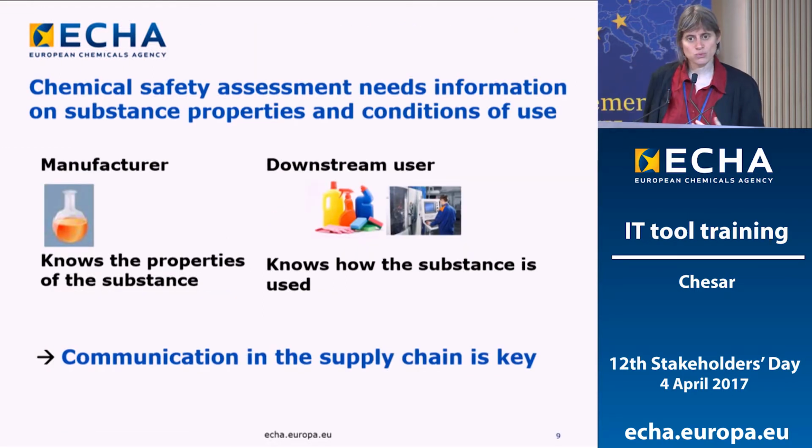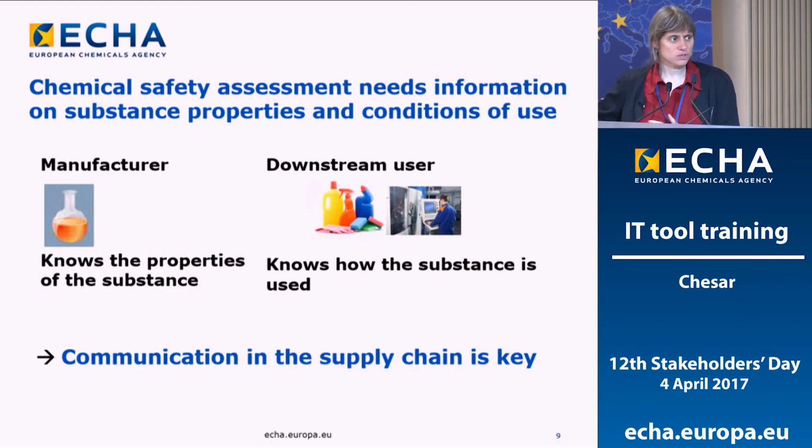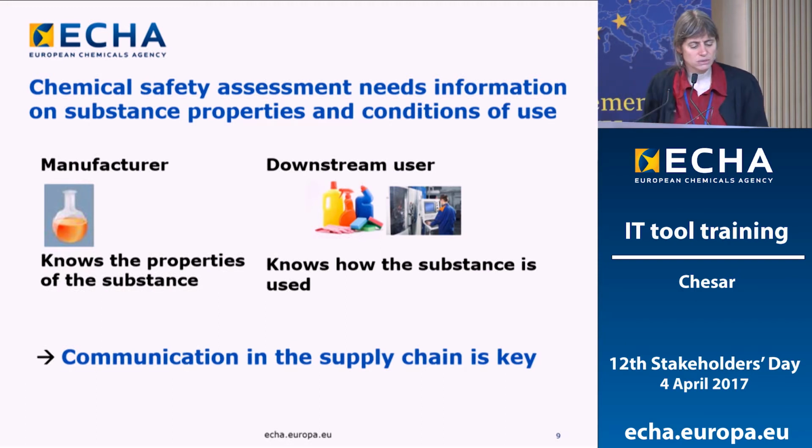And of course, who has which information? The manufacturer or the importer is the one who knows or is supposed to know the properties of the substance, while the downstream user, so those using the substance down the chain, know how the substance is used. And in order to be able to carry out the chemical safety assessment, you need to put these two types of knowledge together. And that's why in the end, in REACH, the communication in the supply chain is a key fact. You will hear about that again tomorrow, because this is one of the main challenges to be addressed in REACH.